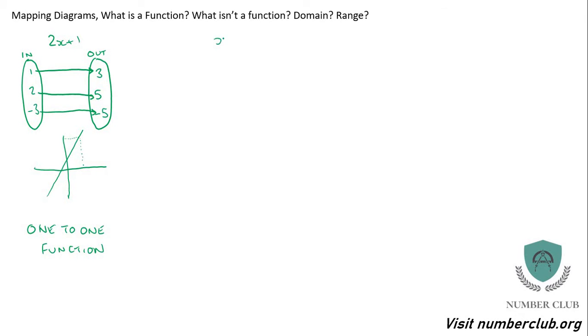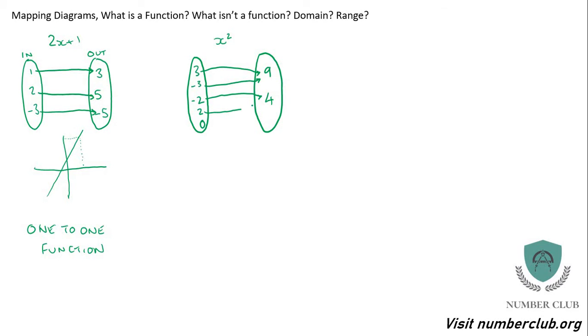This time we've got x squared. Now, in this case, we're going to try out 3, -3, -2, and 2, and 0. And when we square those things, we get, well, 3 squared is 9, but also -3 squared is 9. -2 squared is 4. But also 2 squared is 4. So they both map to the same value. And 0 squared is 0. Okay, well that bit there is slightly different from the other bits. And again, we could have a little look at what the graph would look like for x squared.